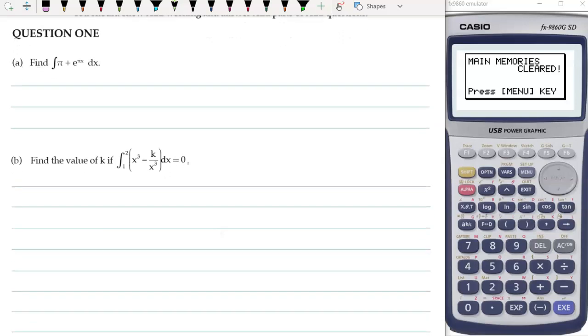Okay, so let's start with question 1. We are integrating pi plus e to the pi x. Well, pi is just a constant, so that becomes pi x. And e to the x, if we integrate e, it just stays as e to the x. But because we have something inside of the function just here, we need to divide by the derivative of that. So we would have 1 over pi plus c.